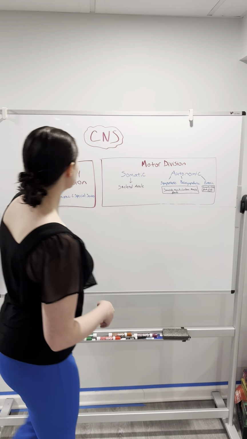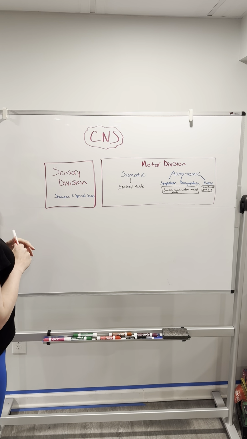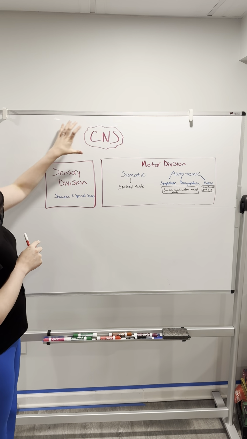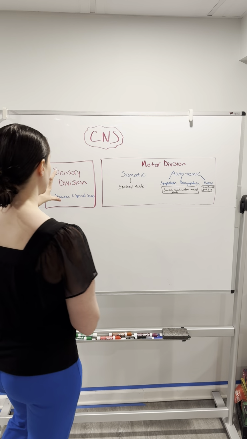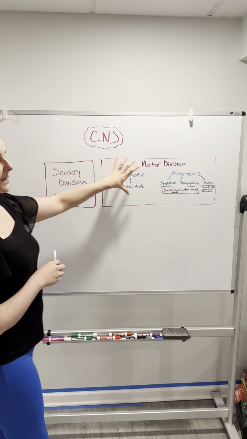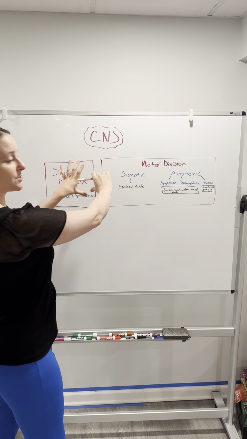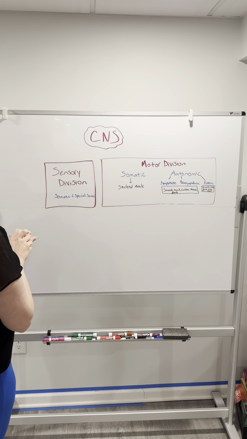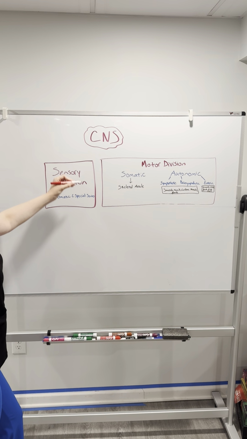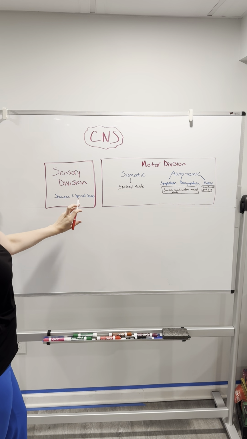Okay, so how is the nervous system organized in a little bit more detail, okay? So we have our central nervous system. Again, this is like the operating system of the body, okay? Then we have our sensory division and our motor division of our peripheral nervous system. So this all here is the peripheral nervous system, okay? So let's start with our sensory division. We have somatic and special senses.